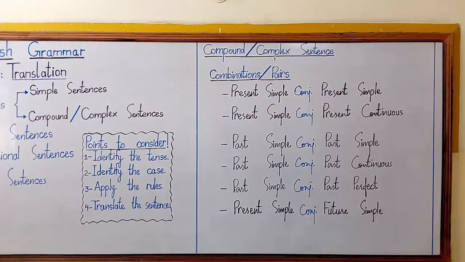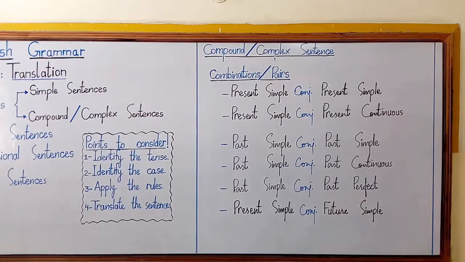For example, I daily take tea, but today I am taking coffee. So you see, I take tea daily. Present simple. But today, I am taking coffee. Present continuous. So this is an example I am giving you of each pair here.